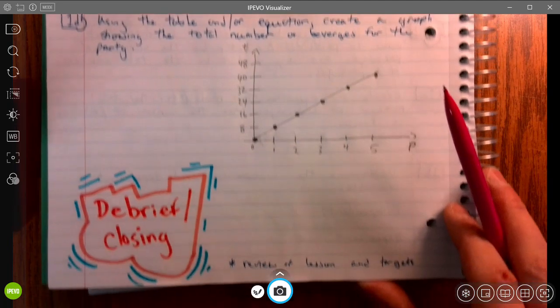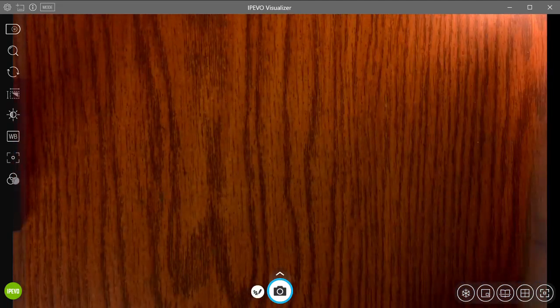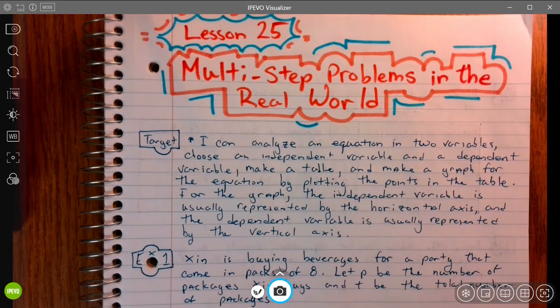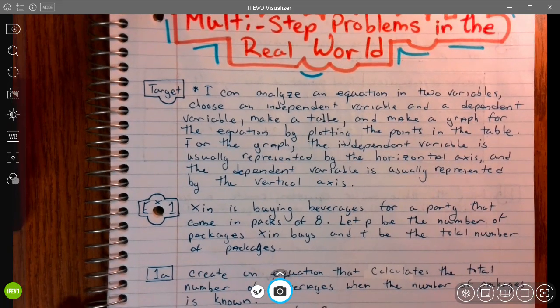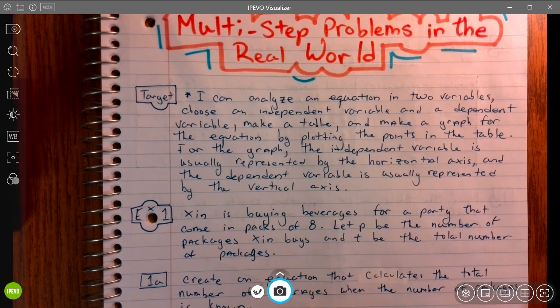Okay? So, again, for our debrief and closing, today we worked on lesson 25, which was multi-step problems in the real world. Our target was: I can analyze an equation in 2 variables, choose an independent variable and a dependent variable, make a table, and make a graph for the equation by plotting the points in the table. For the graph, the independent variable is usually represented by the horizontal axis, and the dependent variable is usually represented by the vertical axis.